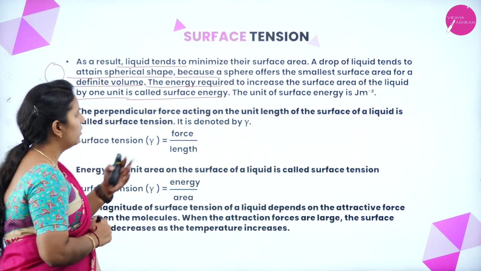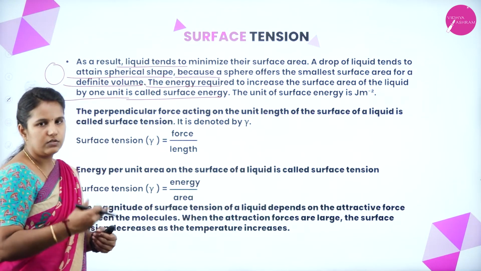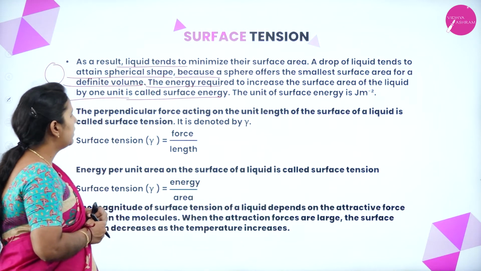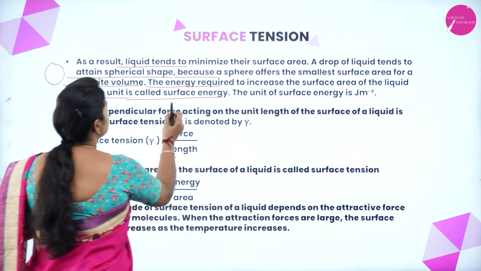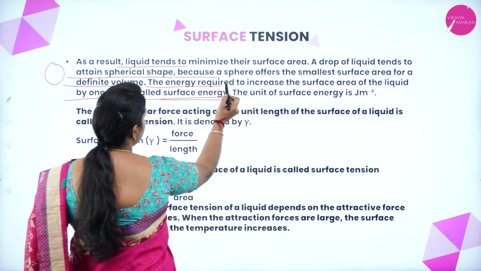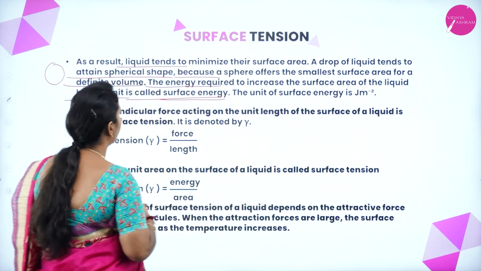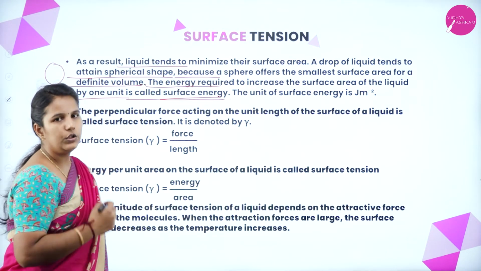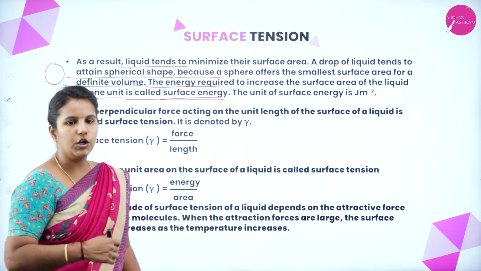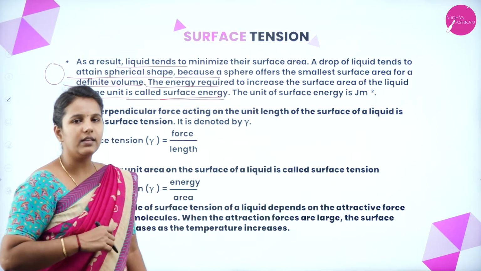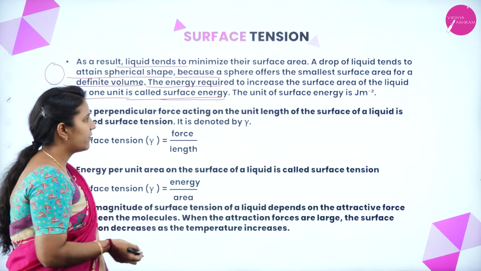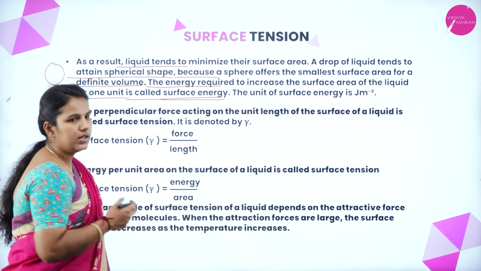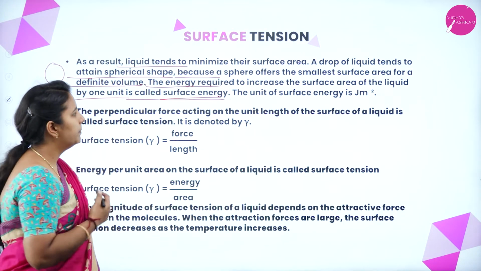As a result of this, what will happen? It will acquire a certain volume, and it also requires a certain amount of energy. That is said to be surface energy. The energy is required to increase the surface area of the liquid by 1 unit. For that, it requires certain energy. That is said to be surface energy, and the unit is joule per meter square.